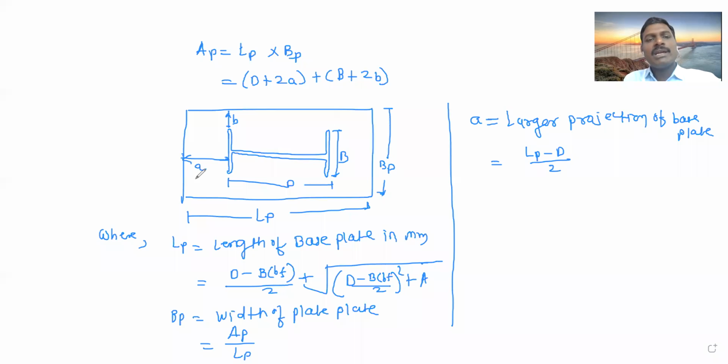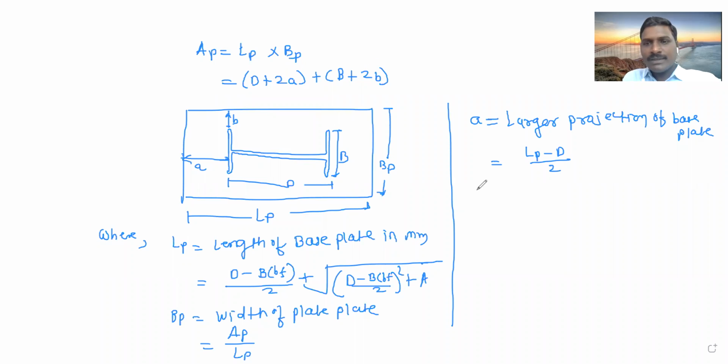How can we calculate the A value? LP minus D. So which is the remaining distance? Remaining distance is what? 2A. Are you getting this A plus this A? This length of plate minus D gives this A plus this A. So I have divided by 2, so we will get A. Whatever formula is written, is this correct?